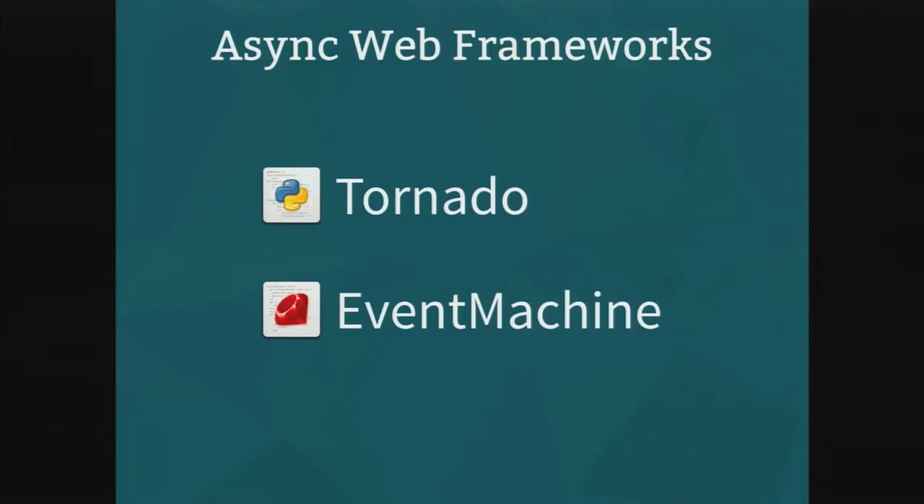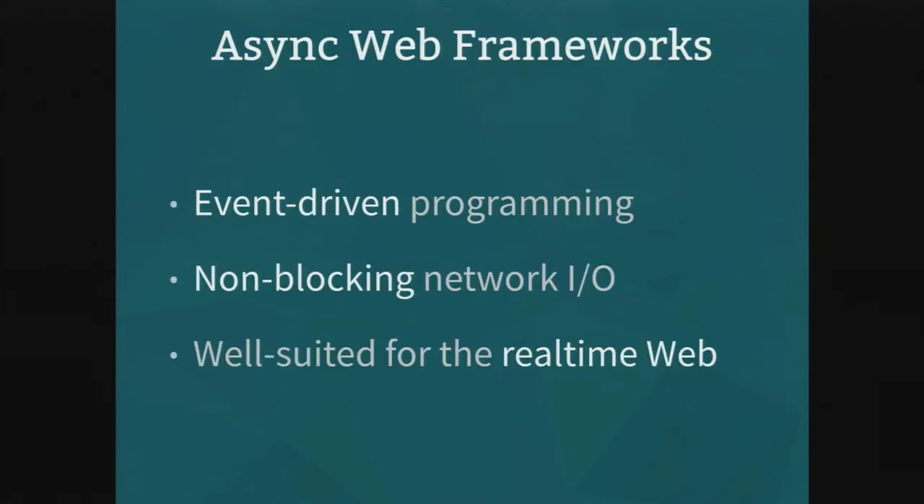So that's where Tornado and EventMachine come in. Tornado is an asynchronous web framework for Python, and EventMachine is an asynchronous web framework for Ruby. And these are event-driven frameworks that allow you to do non-blocking network I/O, which makes them really well suited for real-time web applications. You can do WebSockets and things like that, and you don't have to worry about blocking.